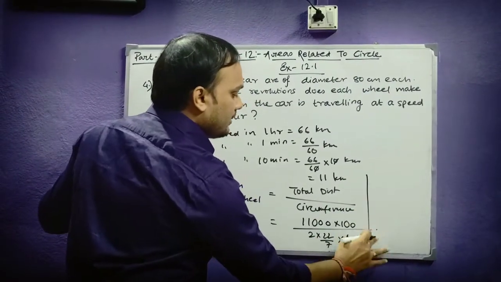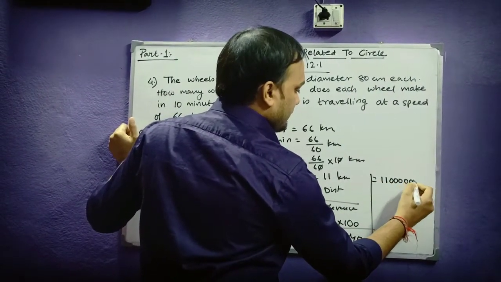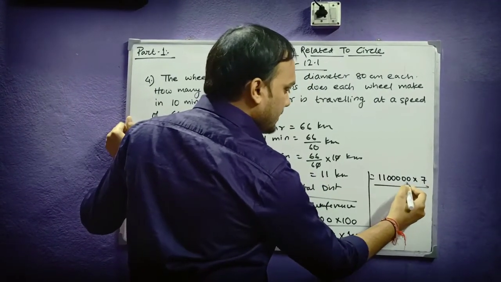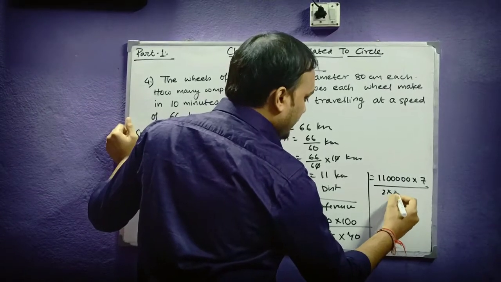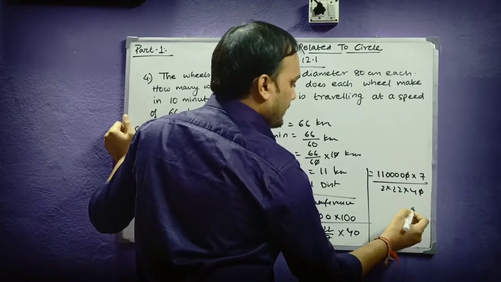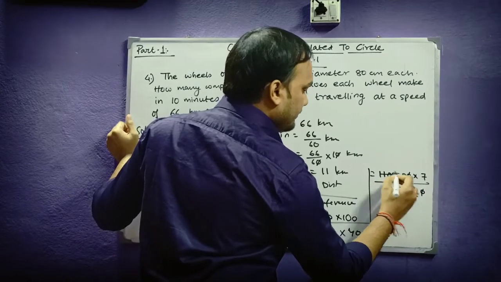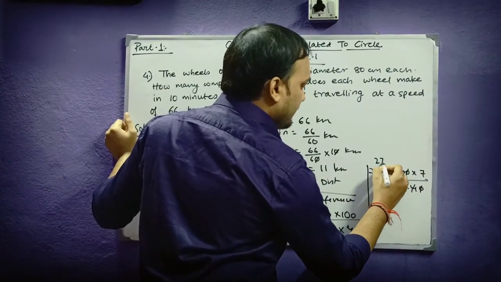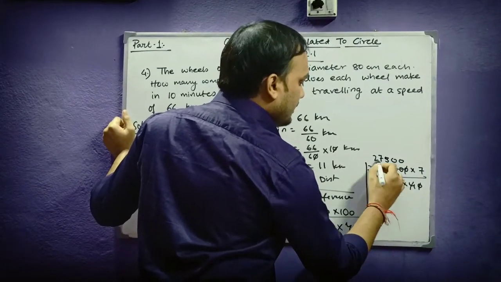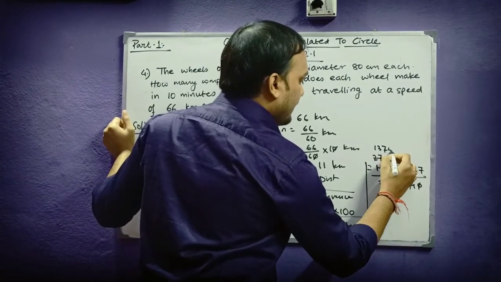So what will be the answer here? 11 into 7. This means 11 and then 4 zeros and into 7 divided by 2 into 22 into 40. Now you have to reduce this fraction nicely. Okay. So let us cut with 4 itself. So it will be 2, 307, 205, 00. Then again with 2, it will be equal to 13, 157, 105 and then 0.